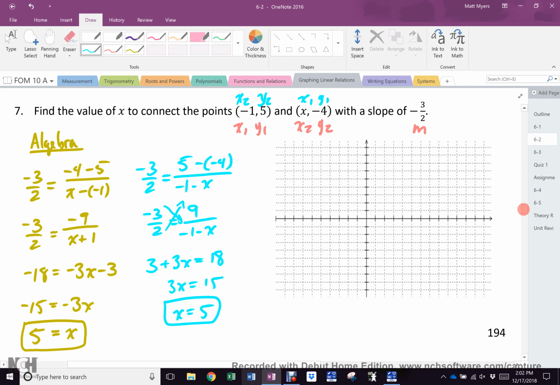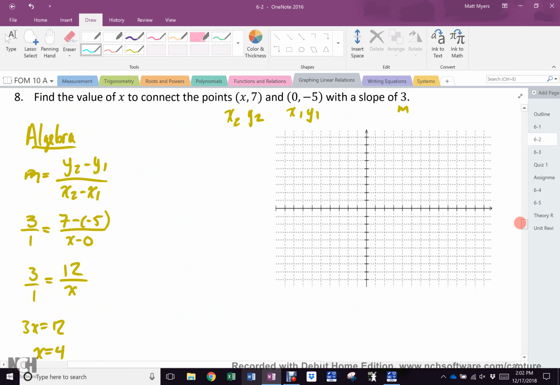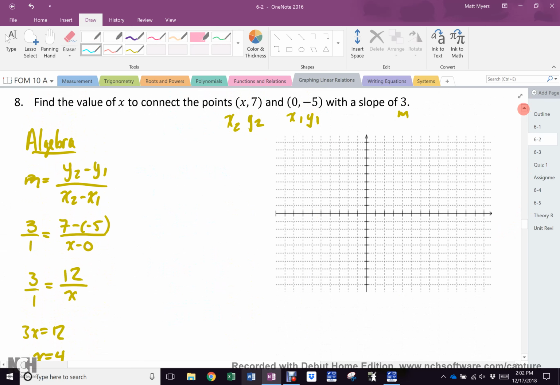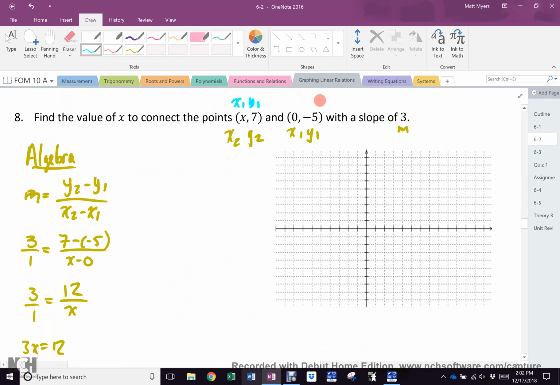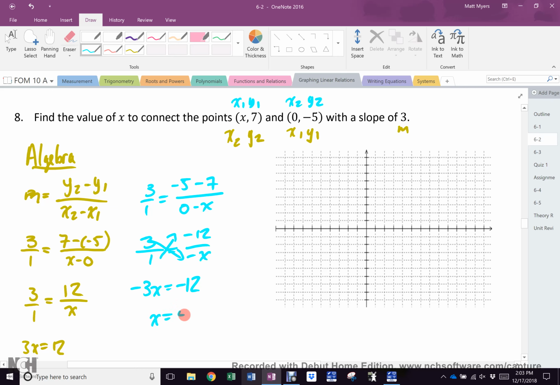I have it done one way. I'm going to do it now, of course, the other way, so you can see that it still works. If I change this to x1, y1, and x2, y2, then I get 3 over 1 equals negative 5 minus 7 over 0 minus x. 3 over 1 equals negative 12 over negative x. Cross multiply. Negative 3x equals negative 12, and x equals 4.